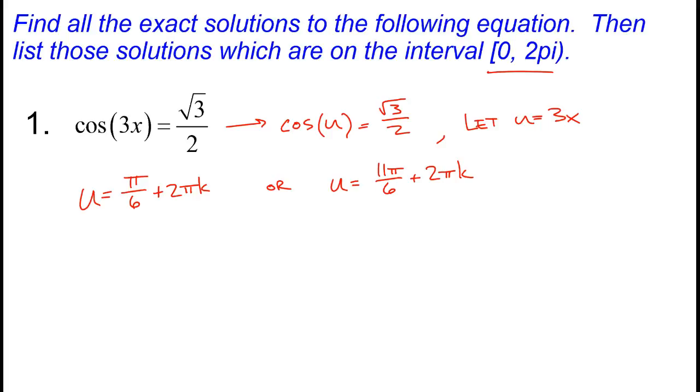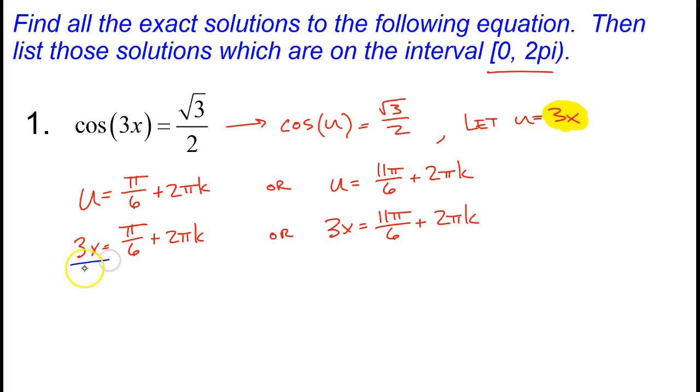So now I'm going to go back and substitute 3x back in for u. So it's going to look like this: 3x equals pi over 6 plus 2 pi k, or 3x equals 11 pi over 6 plus 2 pi k. Next step to solving each of these equations is I'm going to divide both sides by 3. Do it to both equations, and then I'm left with the following.